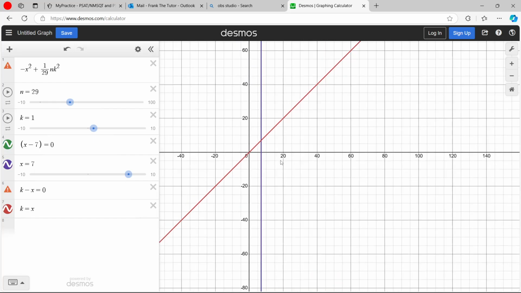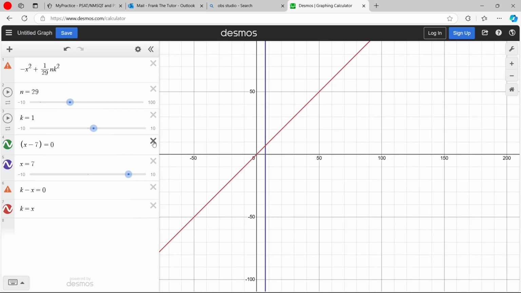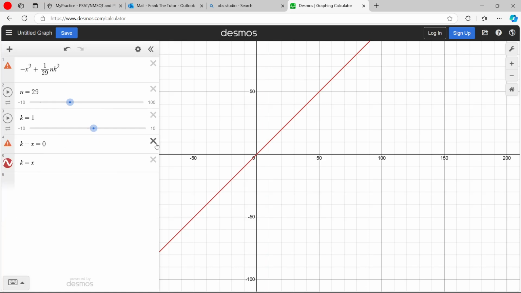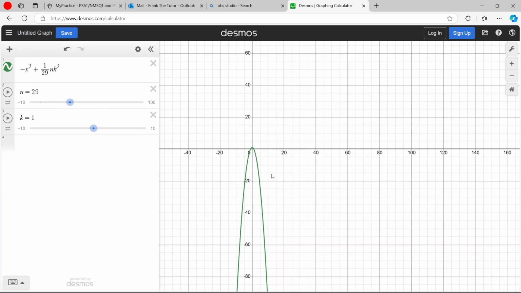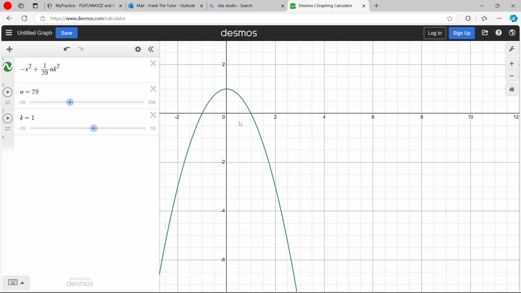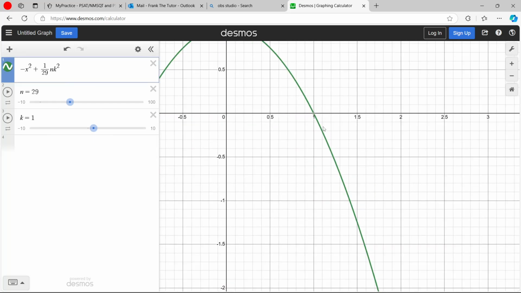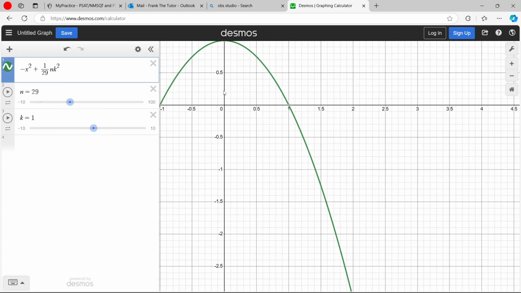And let me see if that's still there. I've got to get rid of these because these are cluttering everything up. That was just examples. And so there it is. In order for one of the zeros to have x equal 1, I needed n equals 29. Much easier to do it on Desmos than to do all that calculating work. Just remember how factors work. That's it.